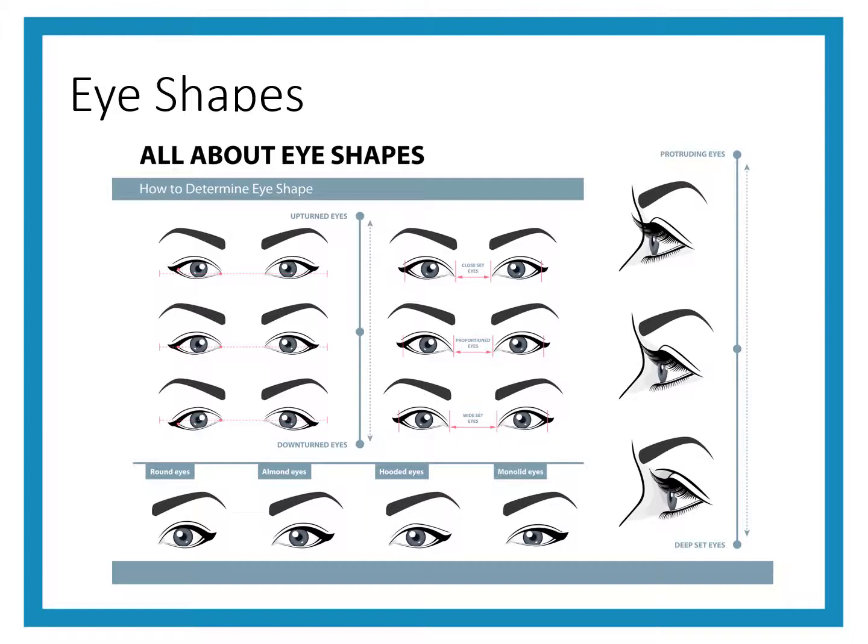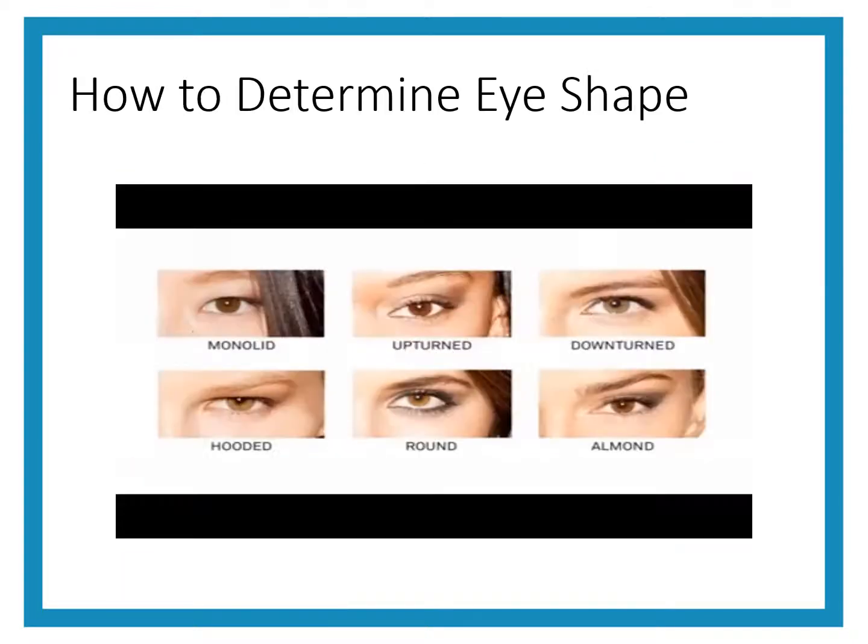Another thing we sometimes consider is how far they protrude or whether they are deep set. So these are all things to consider that are important when we talk about putting makeup on our eyes. Now, this video will give you an idea of what your eye shape is. So go ahead and watch that video.